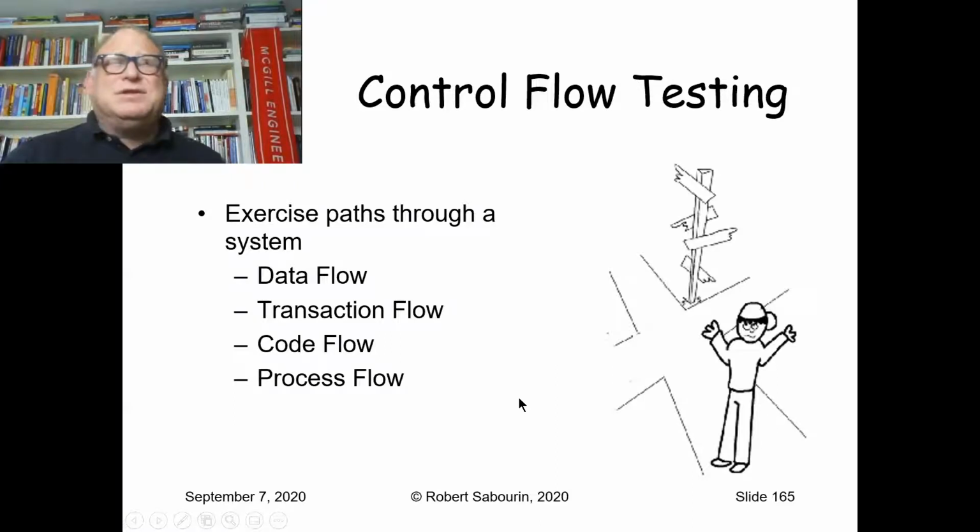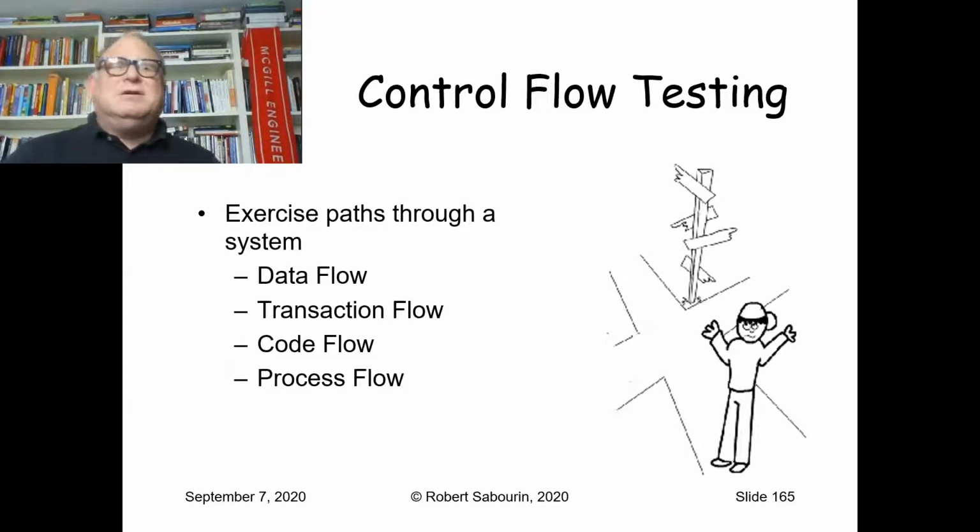The paths through a system can be meaningful in many different ways. It could be the flow that data takes through a system, the flow that a transaction takes through a system, the flow the code goes through. We can model the code and look at control flow of code, and a lot of people do that. And we can also look at processes, both business processes and actually technical processes running on computer systems.